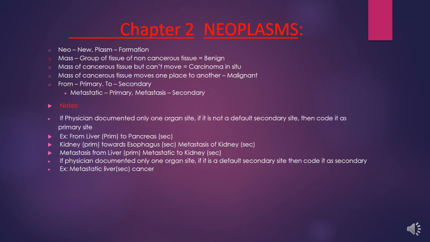Chapter 2, neoplasms. Neoplasm: formation of a mass, a group of tissue. Benign: mass of non-cancerous tissue. Carcinoma in situ: mass of cancerous tissue but can't move. Malignant: mass of cancerous tissue that moves from one place to another, from primary to secondary. Metastatic: primary, metastasis secondary. Notes: if the physician documented only one organ site and it is not a default secondary site, then code it as the primary site. Example: liver primary to pancreas secondary; kidney primary to esophagus secondary; metastasis of kidney secondary; metastasis from liver primary, metastatic to kidney secondary.